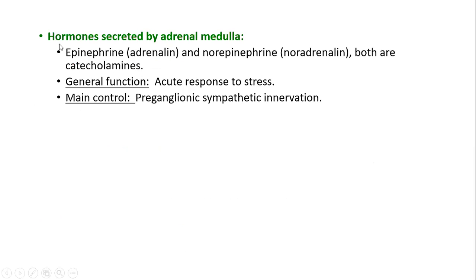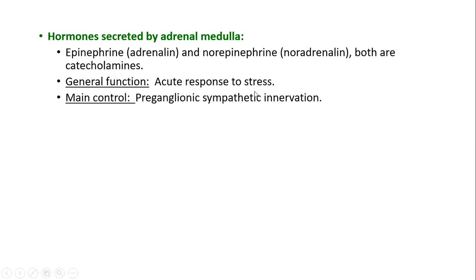Now coming to the medulla. So what will the medulla secrete? The hormones secreted by the adrenal medulla are epinephrine, which is also called adrenaline, as well as noradrenaline. These, as you know, are secreted by neurons. Because the adrenal medulla is made up of neuron-like cells, they will be secreting these hormones called epinephrine and norepinephrine, also called adrenaline as well as noradrenaline. Both are catecholamines.